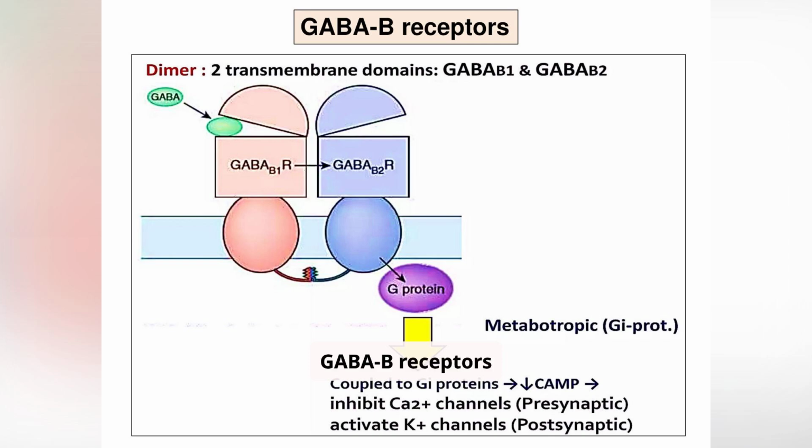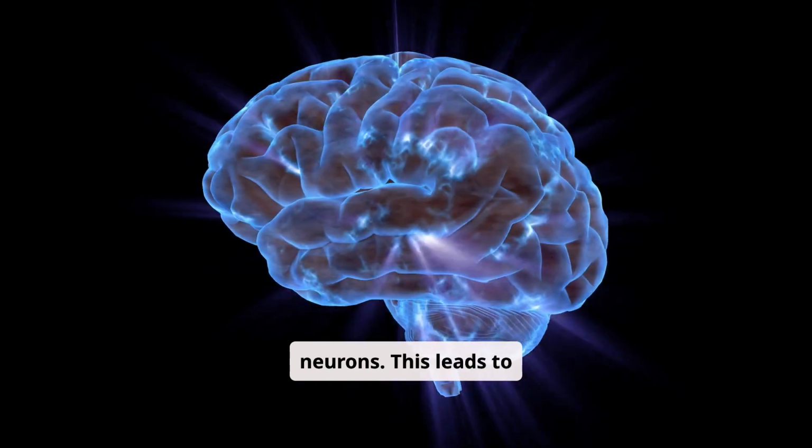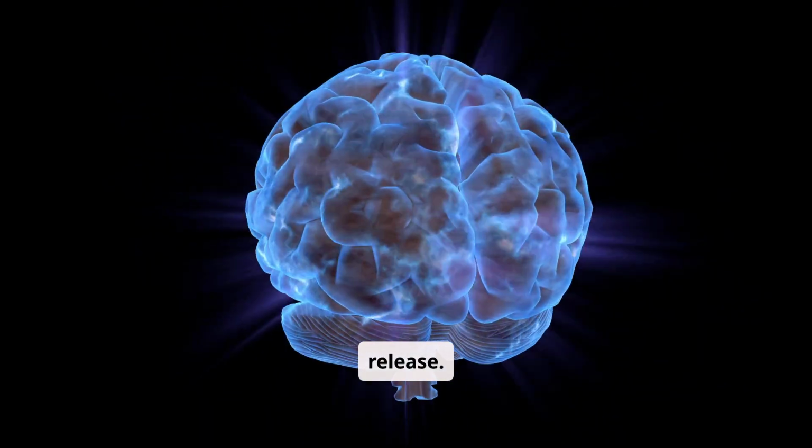GABA-B receptors are metabotropic and coupled to Gi proteins. This leads to a decrease in cAMP, inhibition of Ca2+ channels, and activation of K+ channels. GABA-B receptors inhibit neuronal activity by decreasing Ca2+ influx in presynaptic neurons and increasing K+ outflux in postsynaptic neurons. This leads to hyperpolarization and reduced neurotransmitter release.